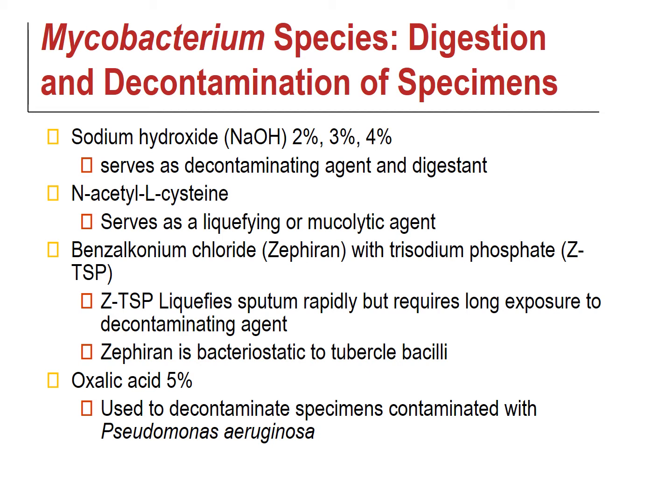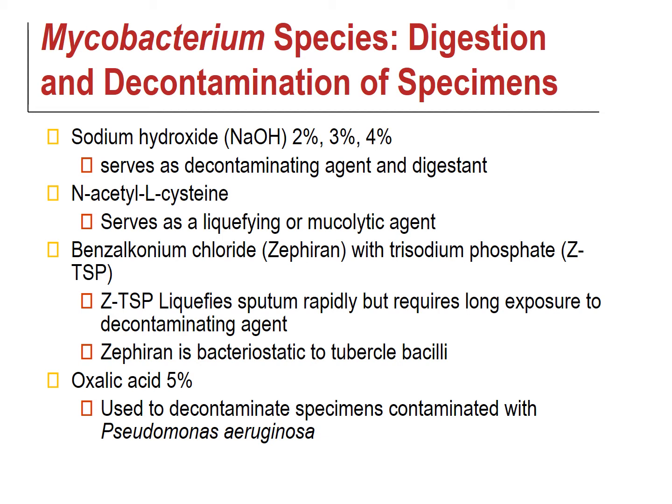So as a review, the purpose and use of chemical agents in decontamination and digestion procedures. Sodium hydroxide, at different percentages, serves as a decontaminating agent and also a digestant. And acetyl L-cysteine serves as a liquefying or mucolytic agent. This is particularly required for sputum samples.